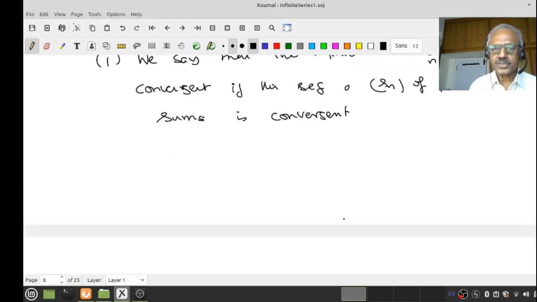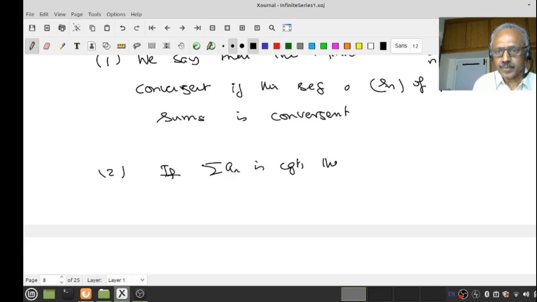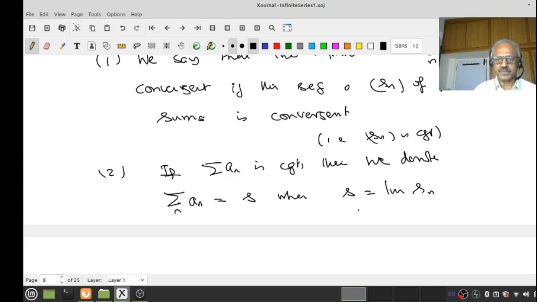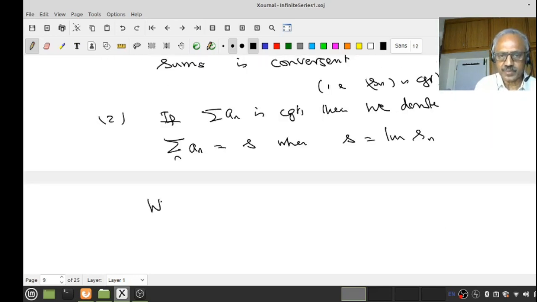Okay, and 2, if this is convergent, then we denote this by summation an equal to s, where s is the limit of Sn. When this is convergent, it means the same as saying that Sn is convergent. Alright, and therefore let S be the limit. Then we call S the sum of the series.